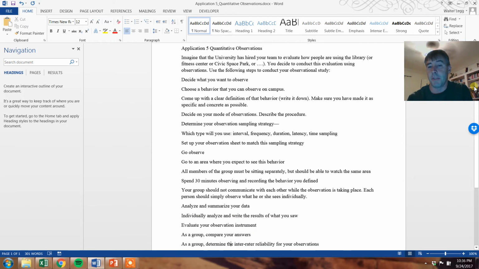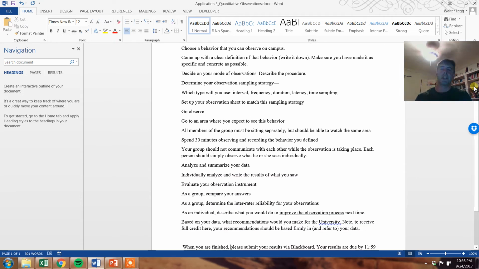Observe for 30 minutes. If you do this in a group, and I encourage you to, although each person is going to submit their own assignment, but you don't have to. But if you do this in a group, you should all be sitting separately, observing the same behavior, same strategy, like you're trying to do the same thing. You want to see how much you agree. Okay? Don't communicate with each other. Okay? It's every person observe. If you do this by yourself, that's okay too.